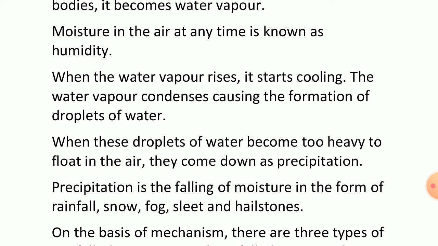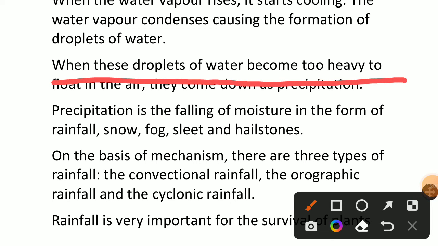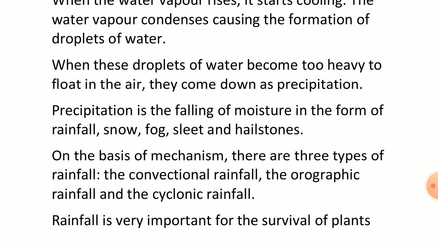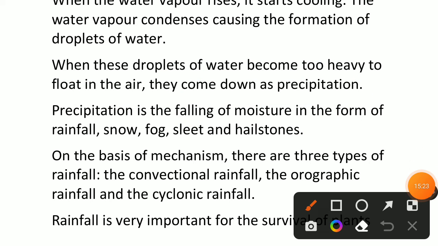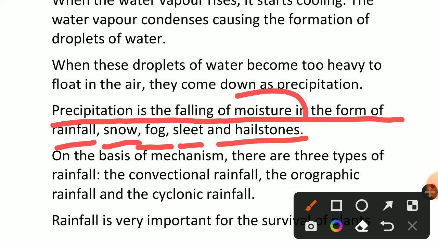Next point, you see, when these droplets of water become too heavy to float in the air, they come down. This process is called precipitation. Precipitation is the falling of moisture in the form of rainfall, snow, fog, sleet, hailstorms. The moisture is nothing but the presence of water in the air, and that forms rainfall.